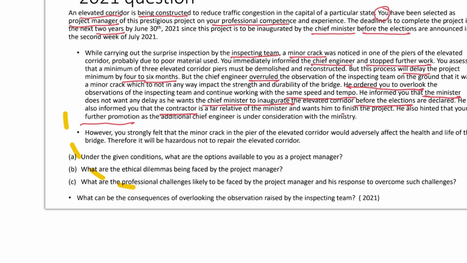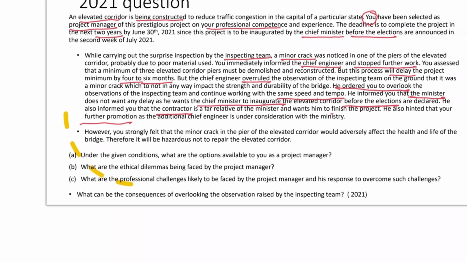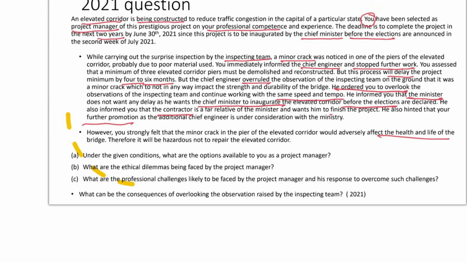However, you strongly felt that the minor crack in the piers would adversely affect the health and life of the bridge, and therefore it will be hazardous not to repair. Under the given conditions, what are the options available to you? Ethical dilemmas. What are the professional challenges? And what can be the consequences of overlooking observation raised by the inspecting team? Asked in 2020.